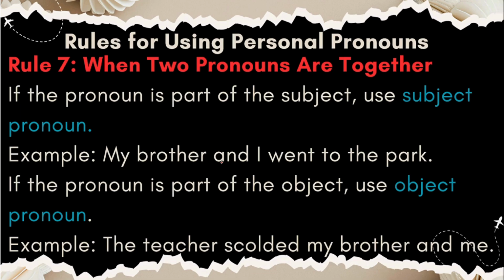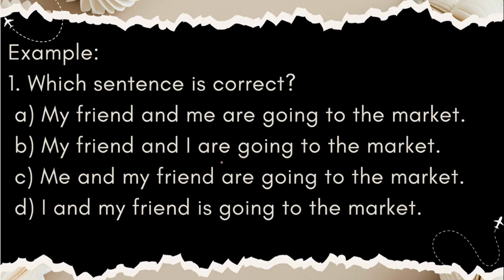I hope it's clear. When we have two pronouns together, they are the doers, they are part of the subject. The pronoun to use is what? Is subject pronoun. Then the other part, if the pronoun is part of the object, use an object pronoun. Let's see if it's clearer.